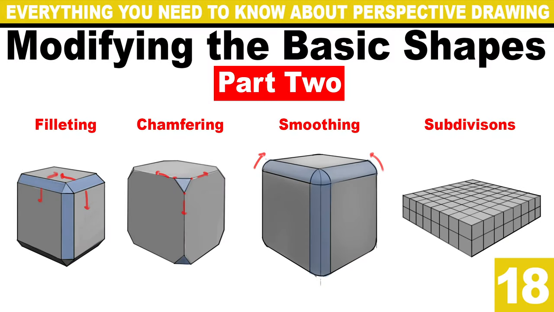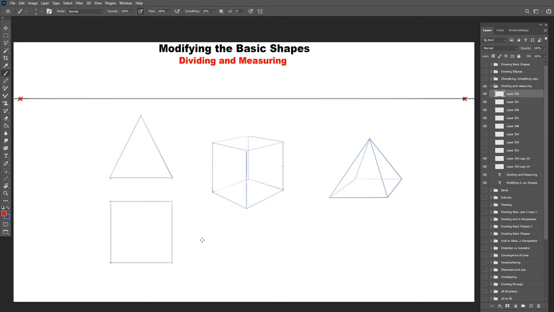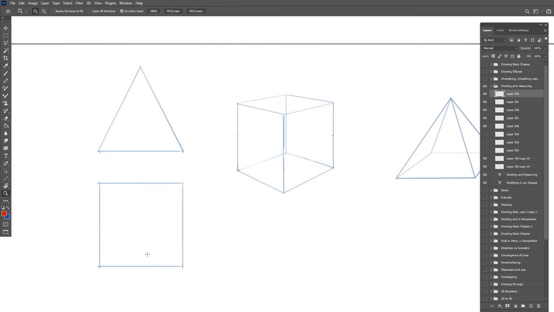Let's continue with other ways to modify the basic shapes. Before we do this on a 3D object, let's first understand how we can draw a recessed area on a 2D rectangle and a triangle, and then how we can replicate an area on one edge of the rectangle all the way to the other edges. We can do this with straight and diagonal lines.